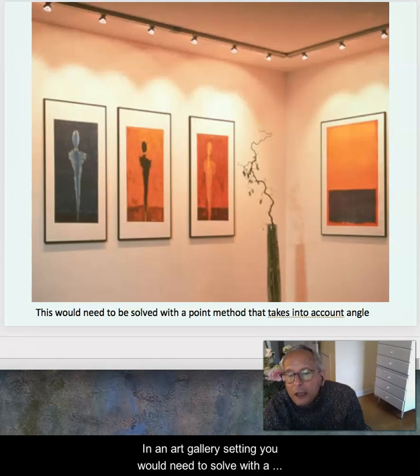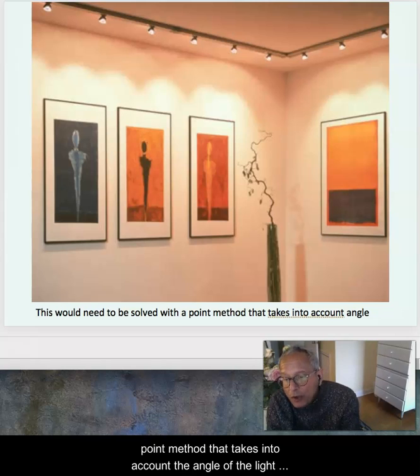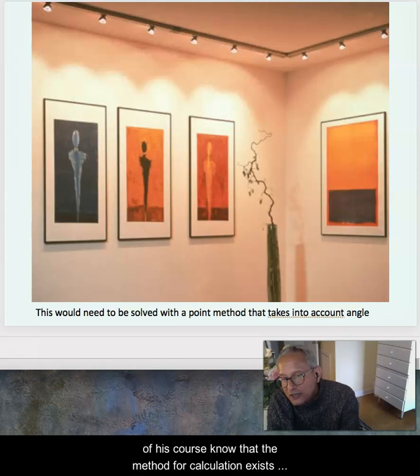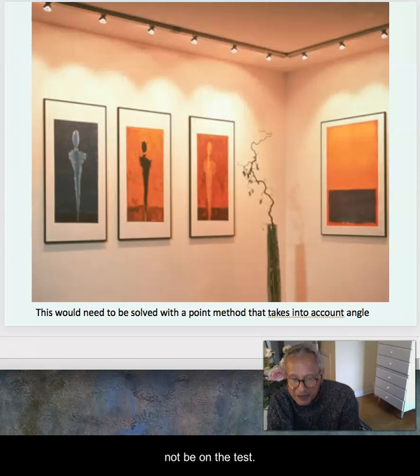Here, in an art gallery setting, you would need to solve with a point method that takes into account the angle of the light hitting the wall. That involves trigonometry, and that's beyond the scope of this course. Know that the method for calculation exists, but that we won't be doing that. This will not be on the test.